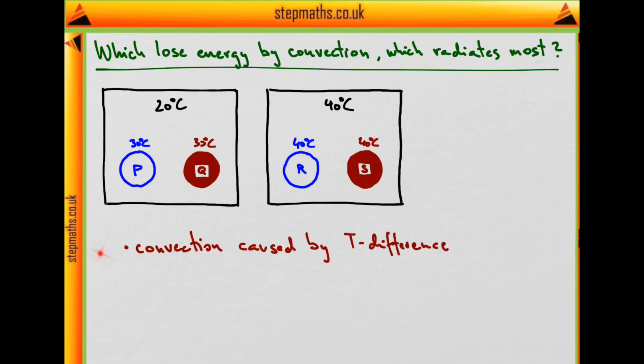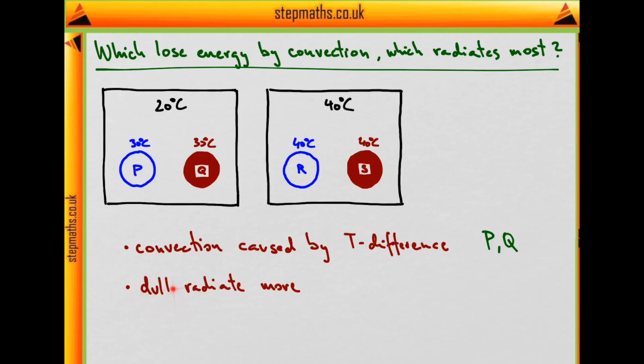Convection is caused by temperature difference, and it does not depend on the properties of the material in terms of shininess or matteness. There might be some small dependence, but generally speaking, both dull and shiny materials will convect thermal energy when exposed to a temperature difference. And such a temperature difference we only have for balls P and Q, and that means that only P and Q lose energy by convection. Here the temperature of the surroundings is the same as of the balls, so there's no reason why energy should be transferred by convection at all.